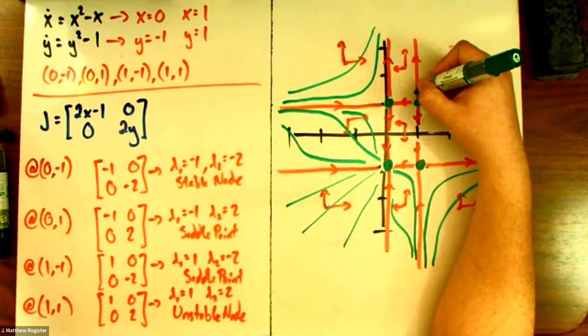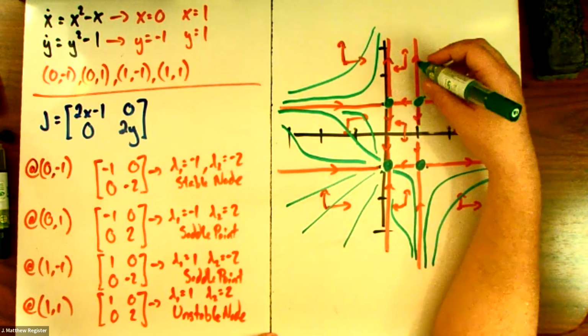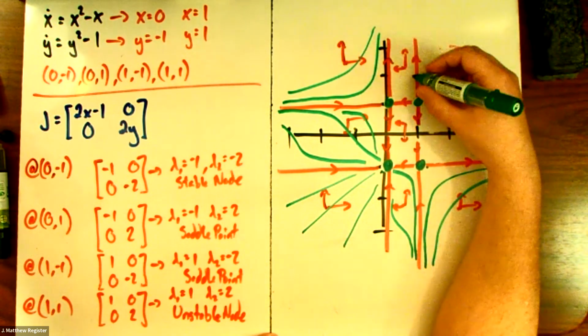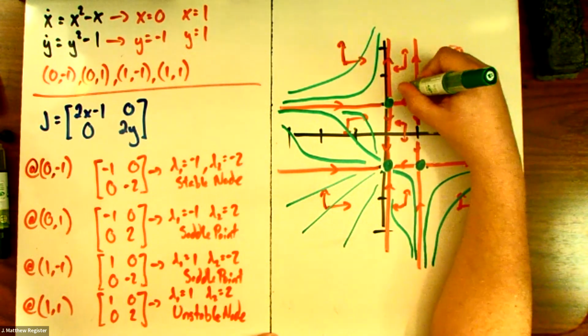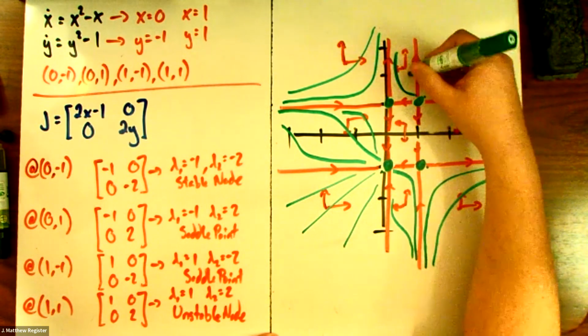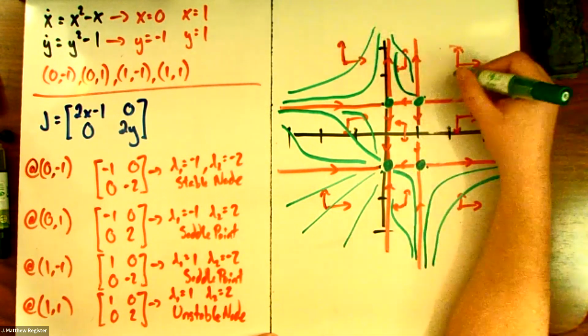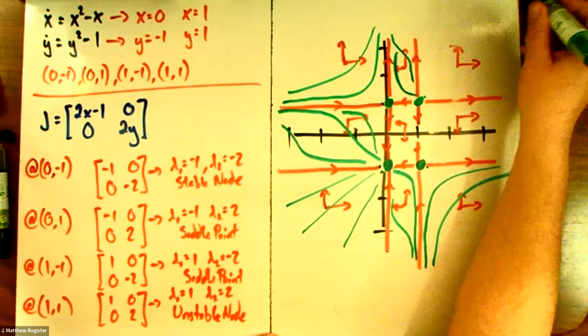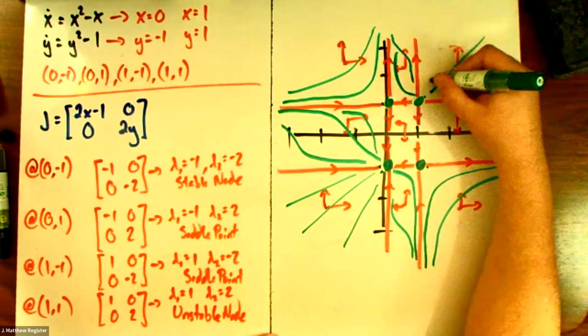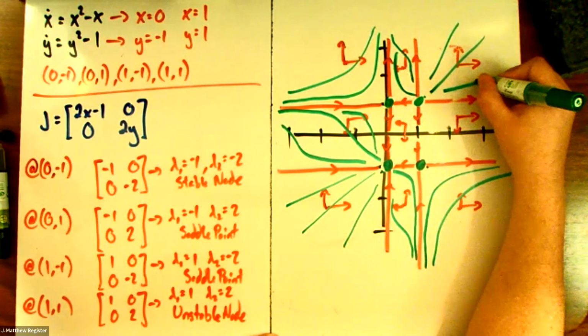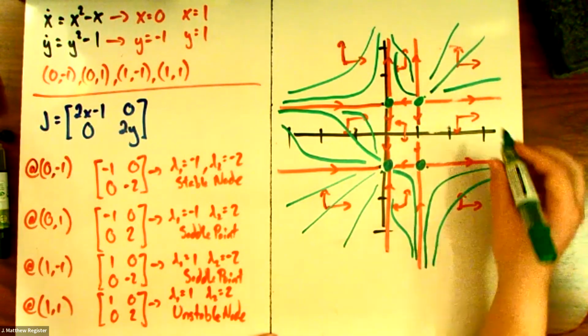Up here, we are going to have things which are going in an up and to the left direction. So we'll have things looking like this and possibly like this. Up here, everything's going up and to the right. We're not 100% sure about the directionality there. And so we'll do something like that.